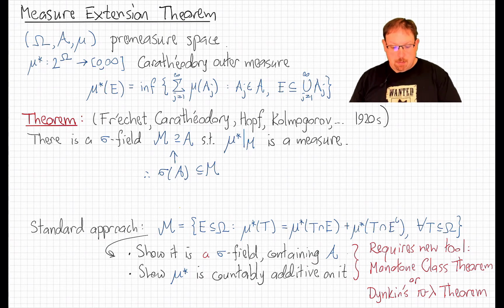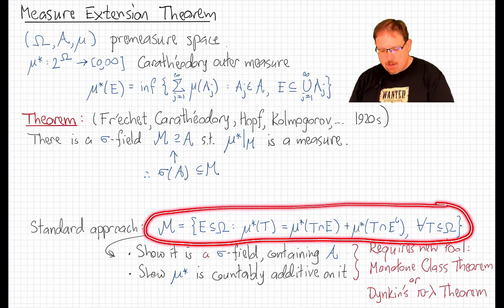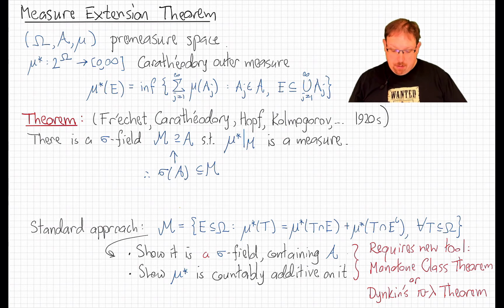The putative sigma field M is defined like this. Now you can stare at that formula for a while and understand that it's the sort of condition that must hold for sets in a sigma field on which mu star is going to turn out to restrict to a finitely additive measure, and eventually countably additive. But in my experience, no number of times staring at that formula will give you any deeper understanding of where it came from or what it's really supposed to mean.